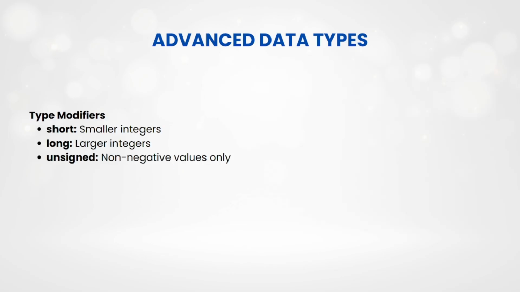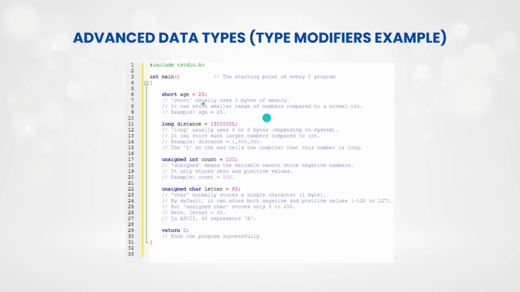We continue with advanced data types, focusing on type modifiers. Short is used for smaller integers, long for larger integers, and unsigned allows only non-negative values. Type modifiers help us control the range and memory usage of our variables, which is useful for optimizing programs. So here we have the example. First is short age. Short usually uses 2 bytes of memory. It can store a smaller range of numbers compared to a normal integer. Example, age equals 25.